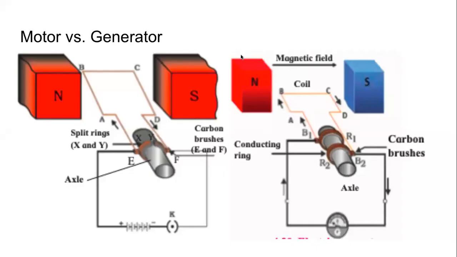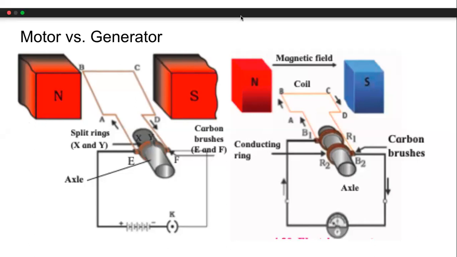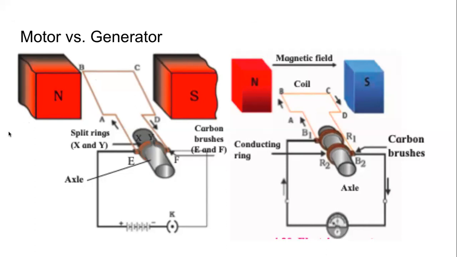These are the two diagrams given in the textbook. The diagram on the left hand side is of a DC motor. The diagram on the right hand side is of an AC generator. So I asked you to draw these also. In addition, I asked you to draw the AC motor and DC generator.